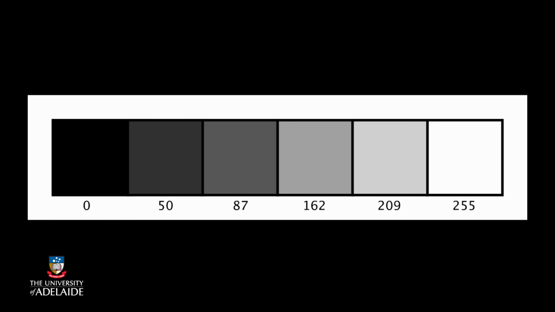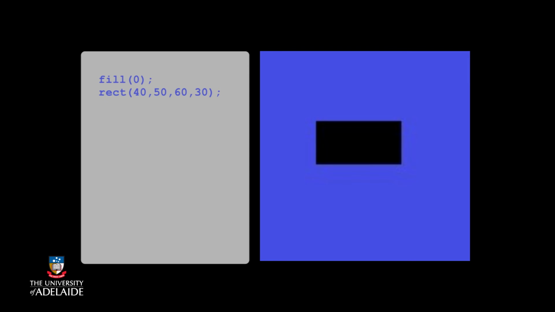You might wonder why it is 255. That is because this is the largest number that can be represented by 1 byte in the computer's memory. Let's try it out by drawing the black rectangle. We'll first set the color of the rectangle to black, or 0, by calling fill of 0. The next instruction draws the rectangle as we've done before, say starting at x equals 40, y equals 50, and a width of 60 and a height of 30.